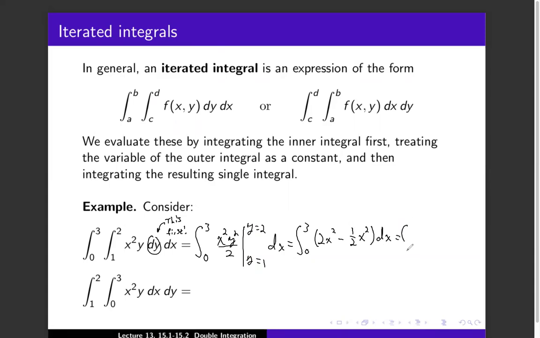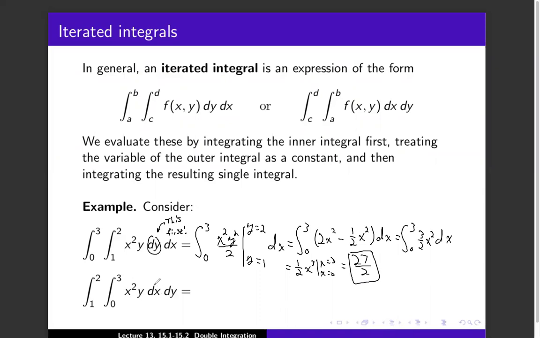We'll do that again. That's going to be the integral from 0 to 3 of, so 4/2 minus 1/2, so that's 3/2 x squared dx. In other words, that's going to become 1/2 x cubed from x equals 0 to x equals 3, which is just going to be 27 over 2. There's your answer.